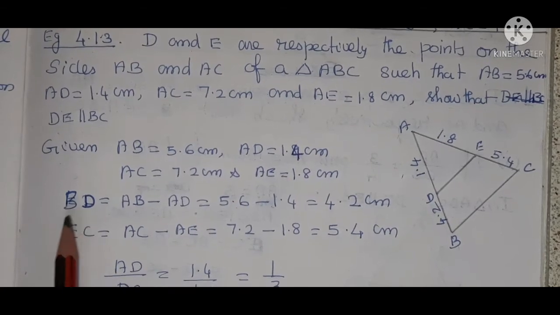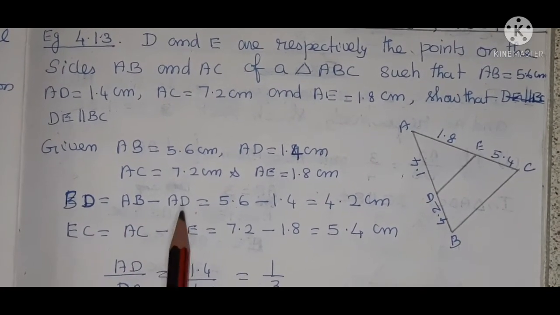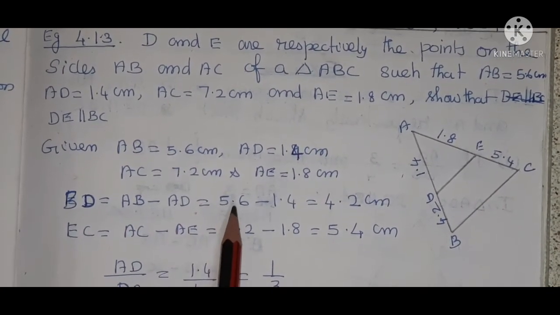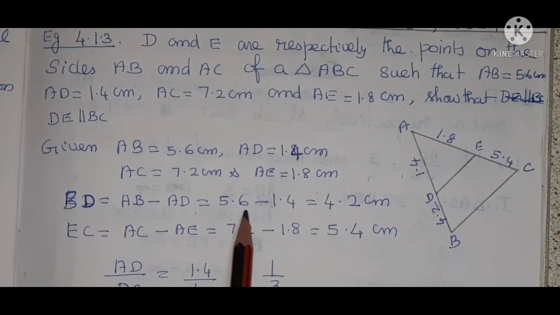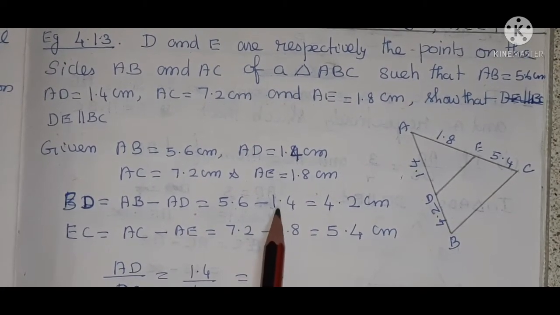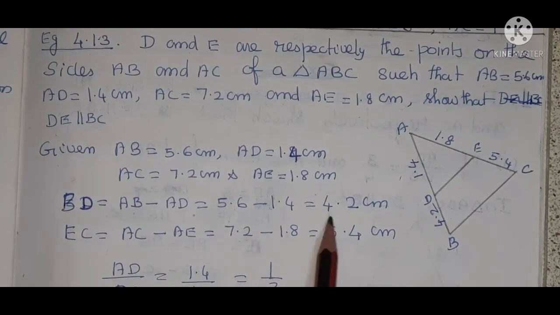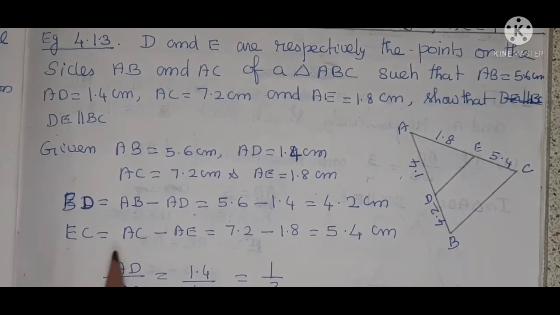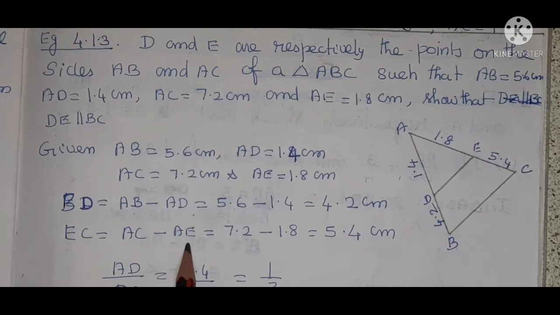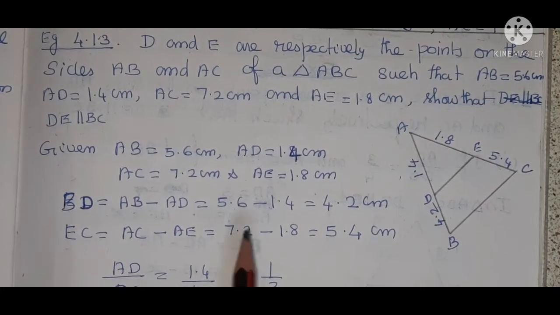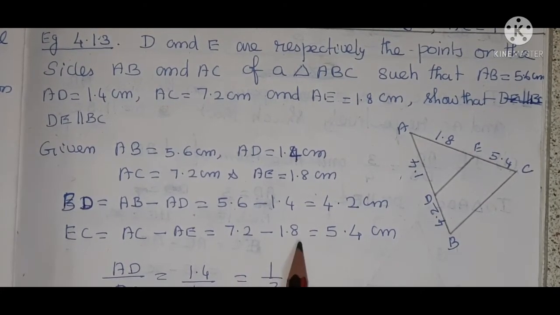To find DB, DB is AB minus AD, which is 5.6 minus 1.4, equal to 4.2 cm. BD is 4.2 cm. EC is AC minus AE, which is 7.2 minus 1.8, equal to 5.4 cm. EC is 5.4 cm.